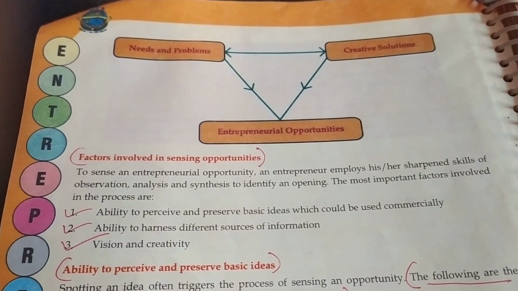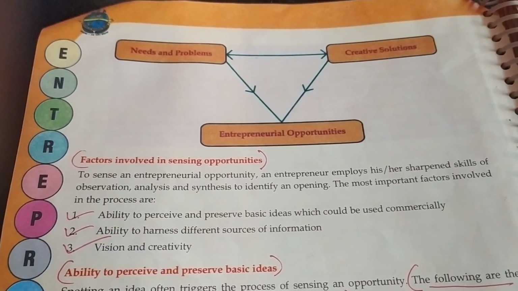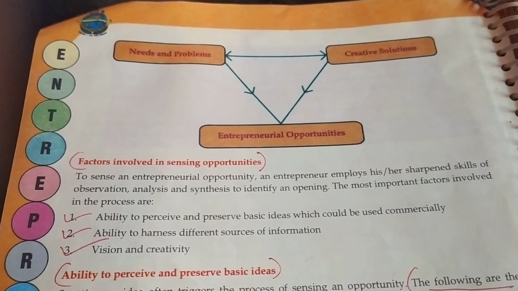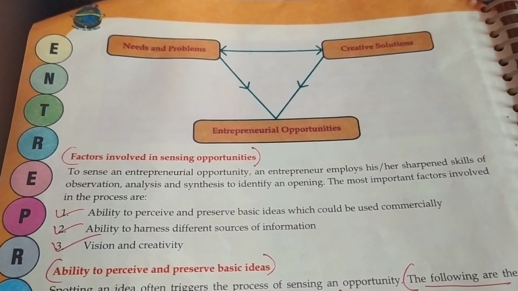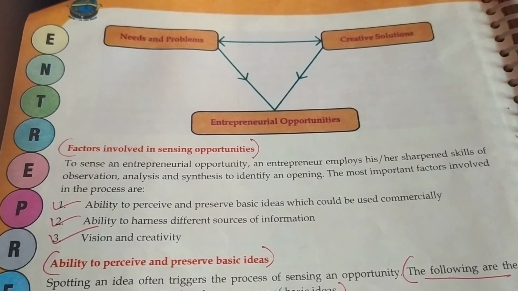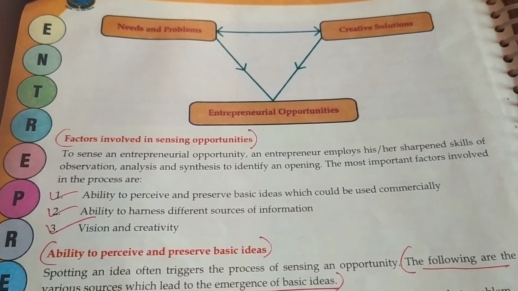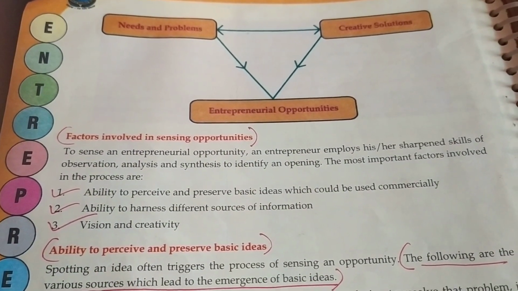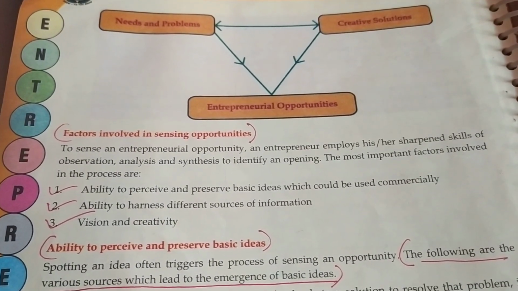The second one is ability to harness different sources of information. Information is there almost everywhere, but we need to have the ability to get the right information from the right sources. So that is another factor. And the third one is vision and creativity, innovation also. Vision, creativity, innovation, innovativeness, all these things will go together.